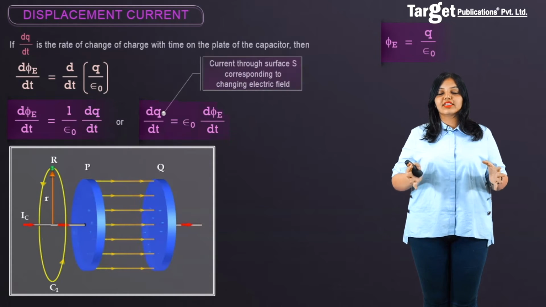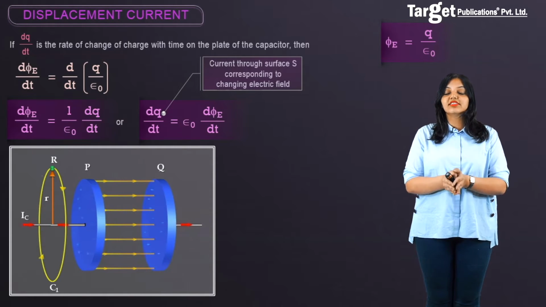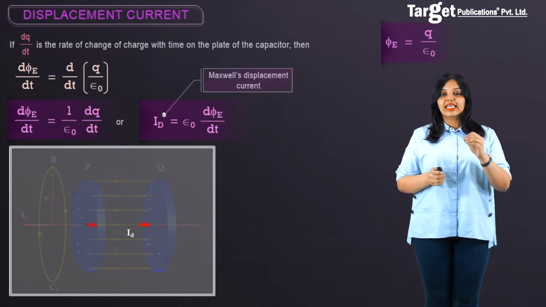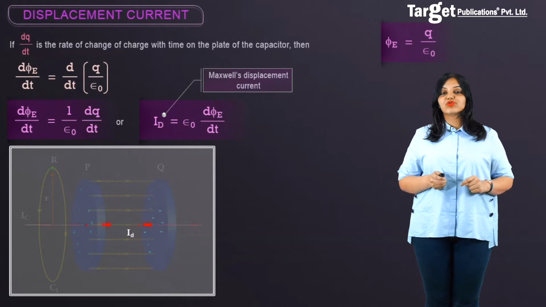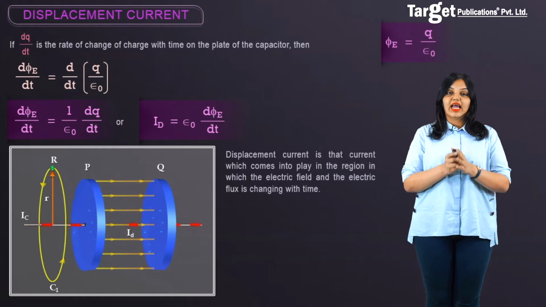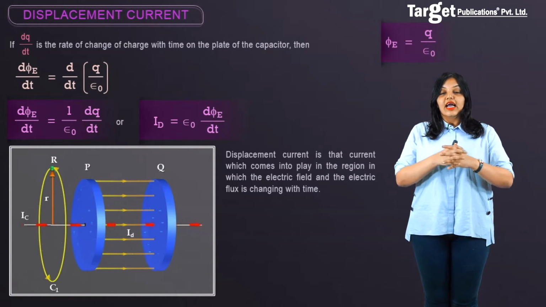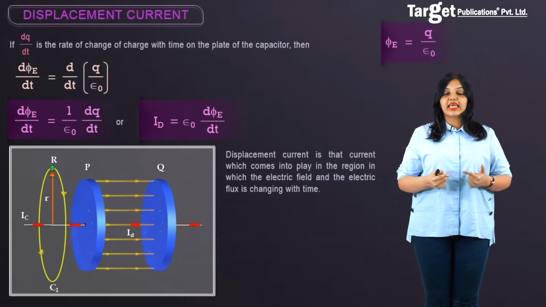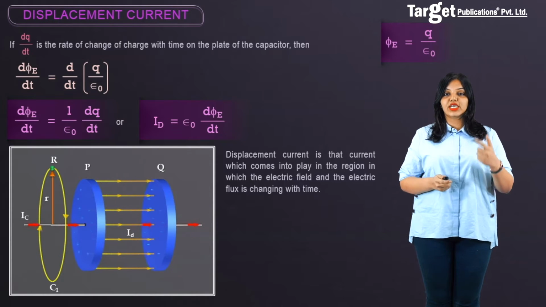Even though there is no conduction current, there is a current, and this current is the displacement current, which is related to the changing electric field. We call it ID, that is Maxwell's displacement current. And now, once Maxwell proved that there should be some kind of displacement current, he changed Ampere's circuital law to include this displacement current. And therefore, we say the displacement current is that current which comes into play in a region in which the electric field and the electric flux is changing with time.